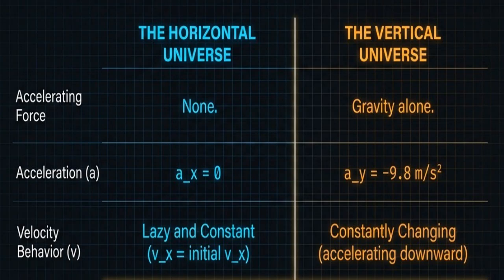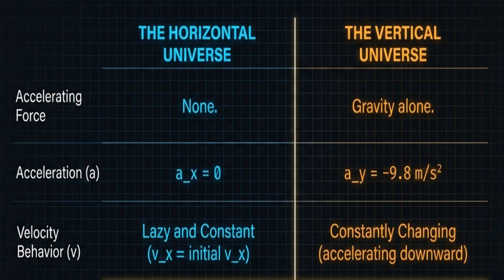Let's take a closer look at the differences between what we call the horizontal and vertical universes in terms of motion. Horizontally, there's no accelerating force acting on an object, so the acceleration is zero in that direction. As a result, the velocity stays constant because nothing is pushing or pulling the object to speed it up or slow it down. On the other hand, vertically, gravity is the only accelerating force we deal with. This means the acceleration is a constant 9.8 meters per second squared downward.